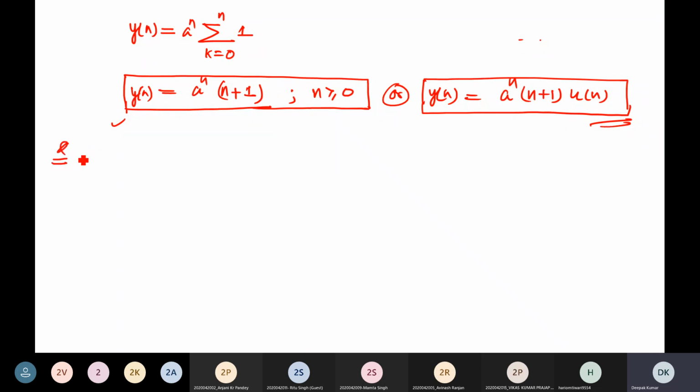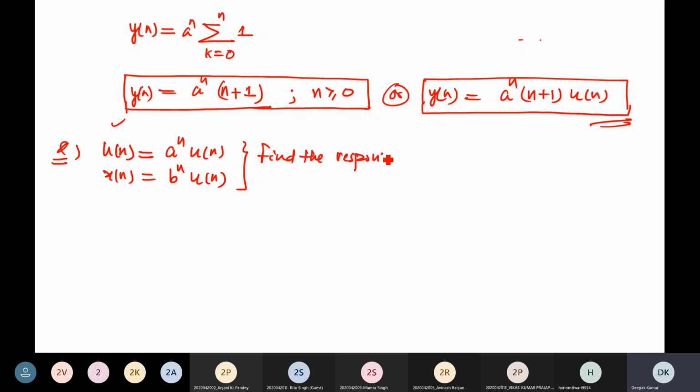Now if I give another example, suppose h of n is equal to a to the power n u of n, and x of n is equal to b to the power n u of n. This is the impulse response and input to the system. Find the response of the LTI system. So response y of n will be h of n convolution with x of n.